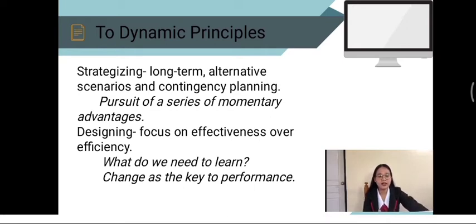And for the designing, they focus on effectiveness over efficiency. And they also ask themselves, what do they need to learn? Change is the key to performance. Built to change organizations recognize that change is never over and so focus more on effectiveness than efficiency. B2C organizations do work to improve existing systems and processes, but using change processes like self-designing organizations, they allocate significant resources to thinking about how organization design elements need to be changed.